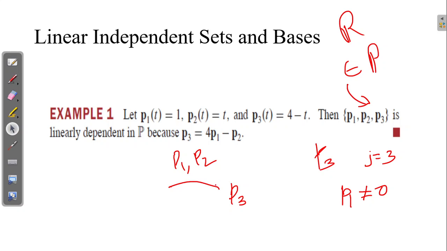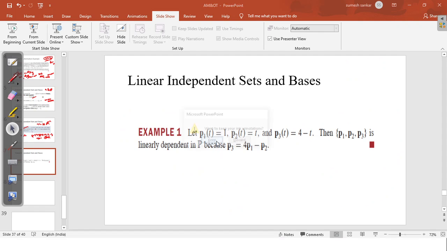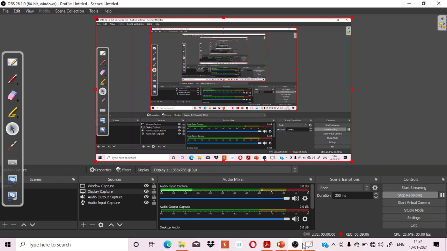If this is happening, then you can say they are linearly dependent. It can happen like this, with a relation like this. So by theorem 4, p1, p2, p3 are linearly dependent. So that is our example problem. Now let us take up the second example.